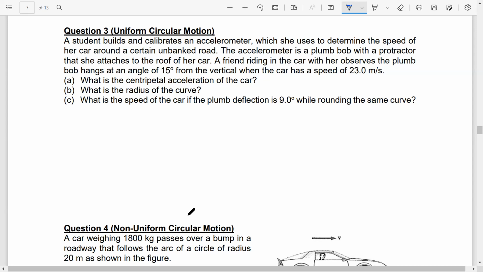Okay. So the student builds and calibrates an accelerometer to determine the speed of the car. In other words, in this case, the car is going to turn in a circular path. So there will be an angle. So from there, calculate the centripetal acceleration. There is a similar question in your TYS, but it's not on circular motion. In that question, if you look through our TYS, there's a question that is also a car. Yeah, it's on the Newton's second law one.